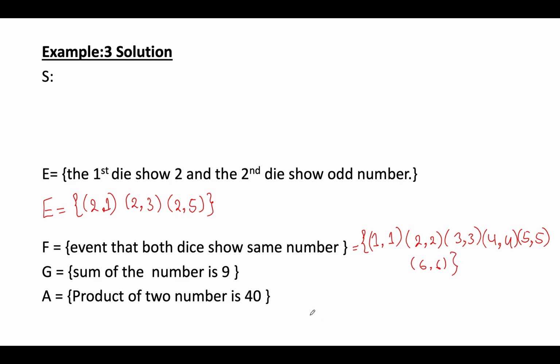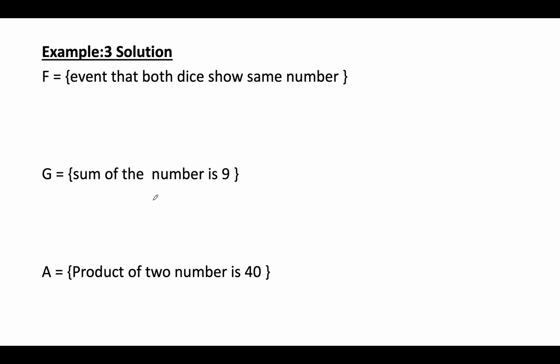Alright, how about getting the sum of the numbers is 9? So it might be 3 and 6, 6 and 3. If I add those two numbers, I get 9 as the result. Or 4, 5, 5, 4. And that's it.